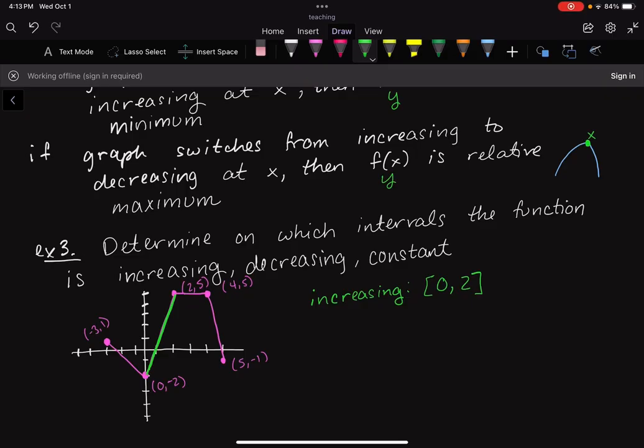Then we'll do decreasing. I'm going to use another color here. For decreasing, I see that happen twice. It happens right here, and it happens here. So my first interval would be negative 3 to 0. Then they have you split it up with a comma if there's another one. So my other one would be 4 to 5. These are the x values, the intervals that we're talking about.